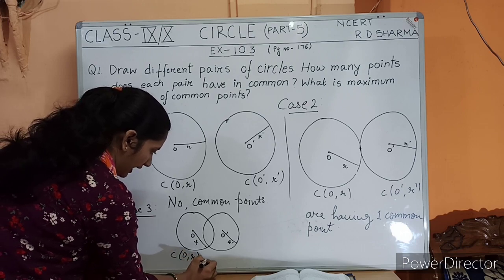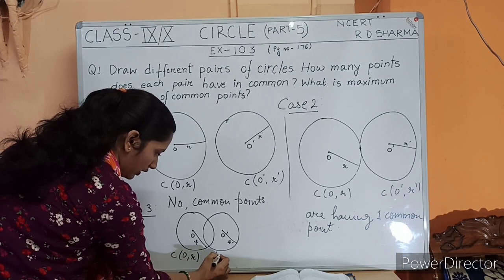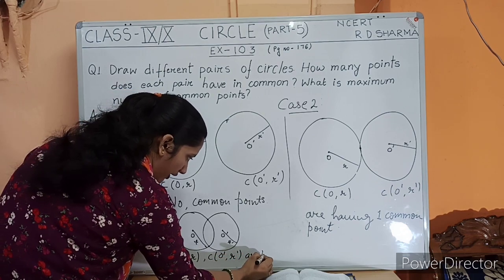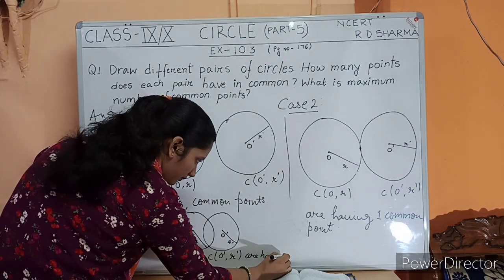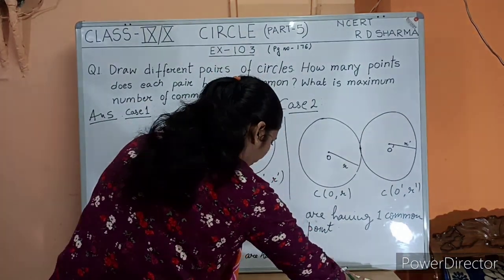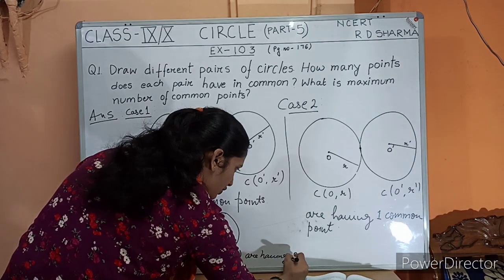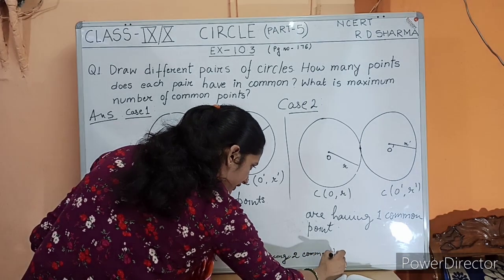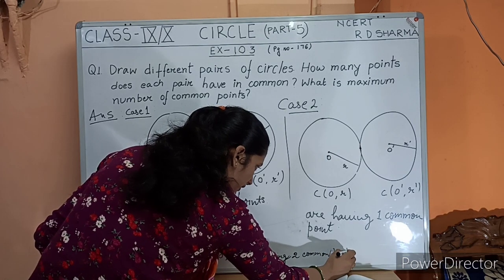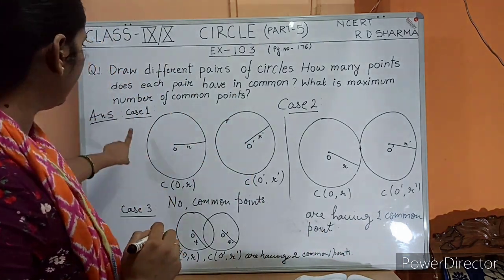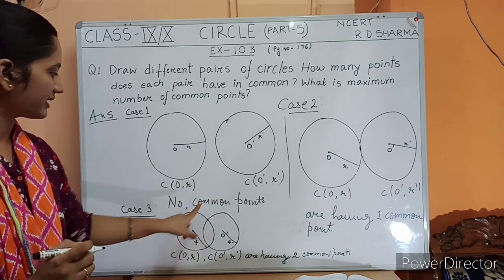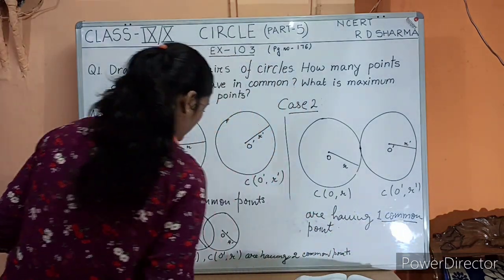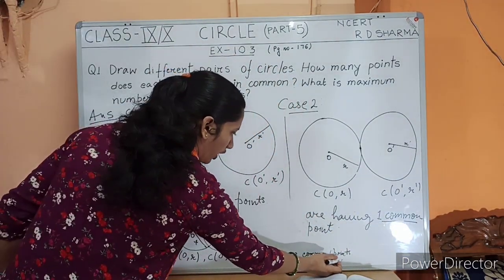So here we will write: circle O, R and circle O dash, R dash are having two common points. Okay, so you can see case 1 where no common point is there, case 2 where one common point is there, and in case 3 we are having two common points.